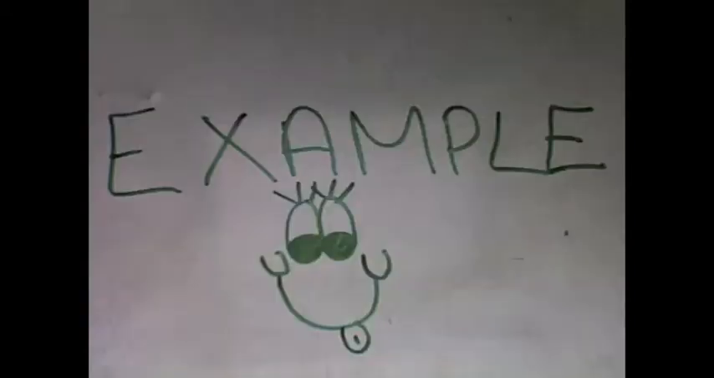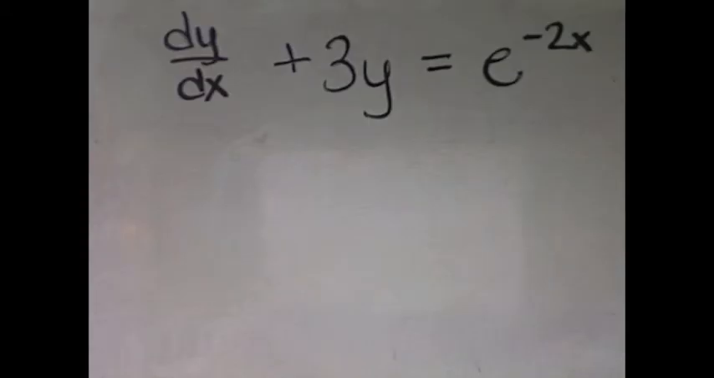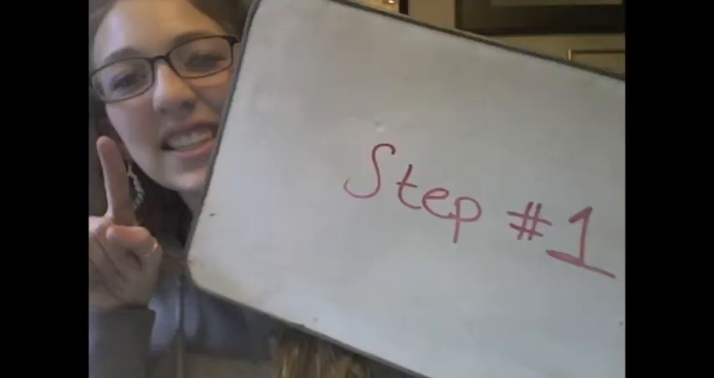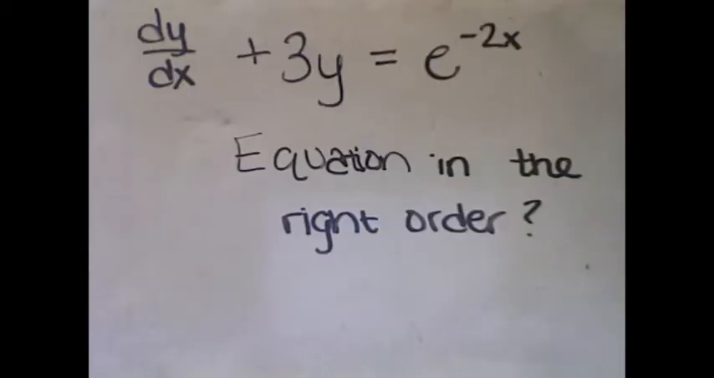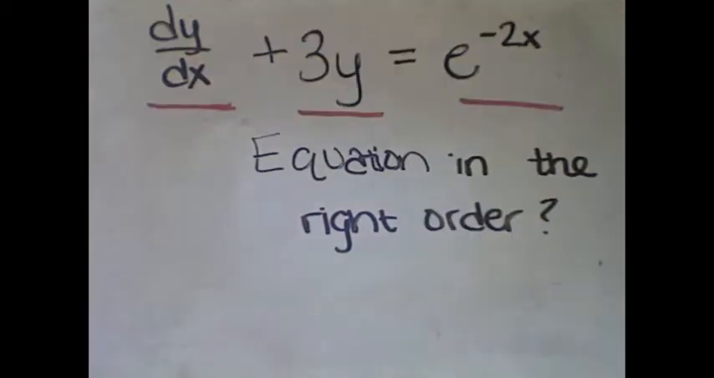Okay, so now let's do an example. We're going to use the integrating factors method to solve dy over dx plus 3y equals e to the negative 2x. Step number 1: is the equation in the right order? For this example, we can see that it is following the model equation form, because the dy over dx represents the y prime, the 3y represents the p(x) times y, and the e to the negative 2x represents the q of x.